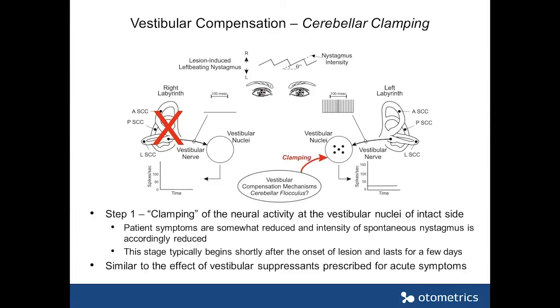So the first step, which happens within maybe minutes or hours following the onset of the lesion, is the cerebellar clamping stage. In the cerebellar clamping stage, as the name suggests, the vestibular compensation mechanism puts a clamp on the neural activity in the vestibular nuclei of the damaged side and prevents this difference, or the asymmetry, from being transmitted up to the higher central nervous system centers. It has been shown in animals that this clamping does happen.